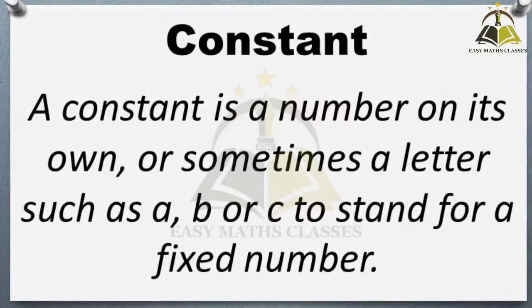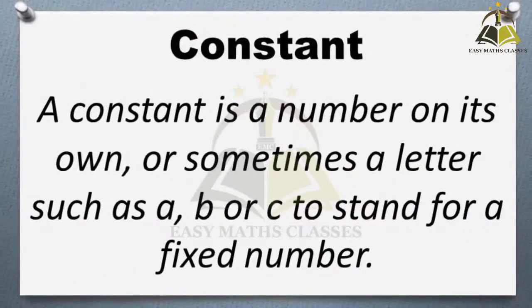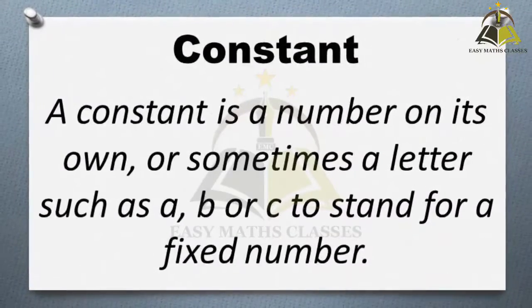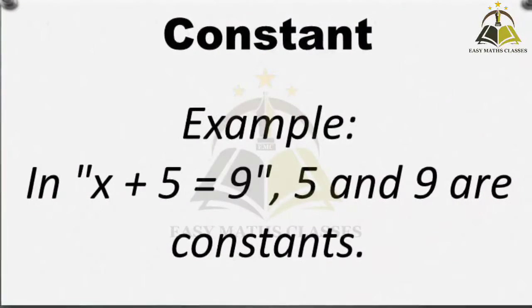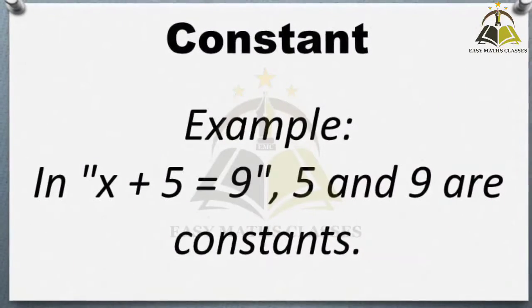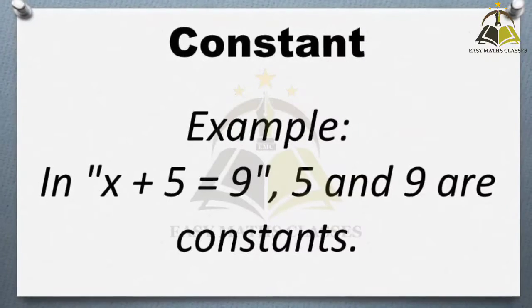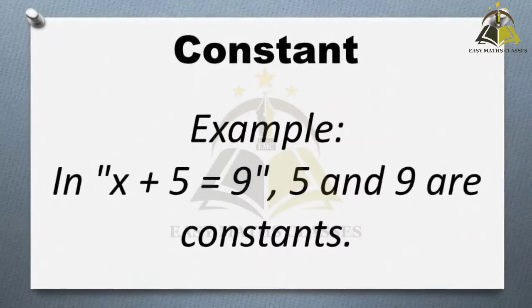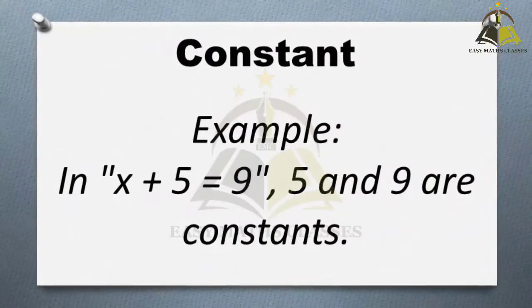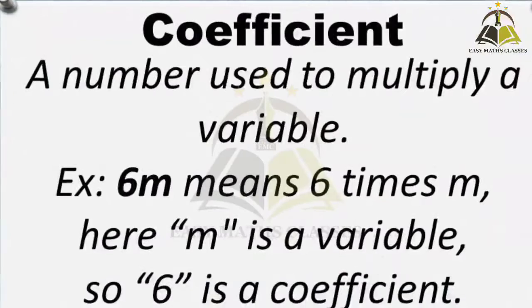Constant. A constant is a number on its own or sometimes a letter such as A, B or C to stand for a fixed number. For example, in x plus 5 is equal to 9, 5 and 9 are constants. Constant एक fixed value है. इस example में 5 and 9 ये constant है.